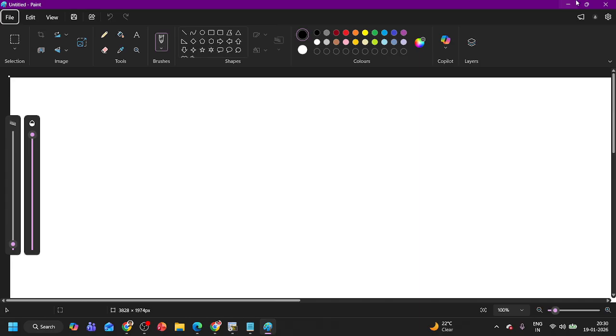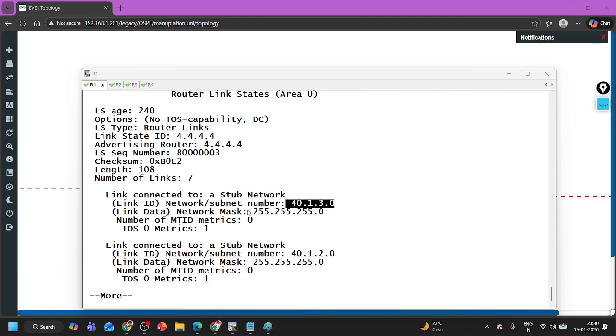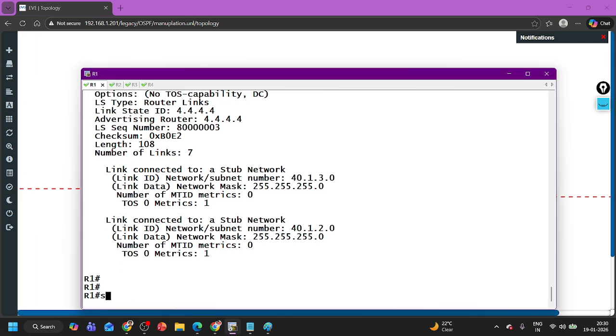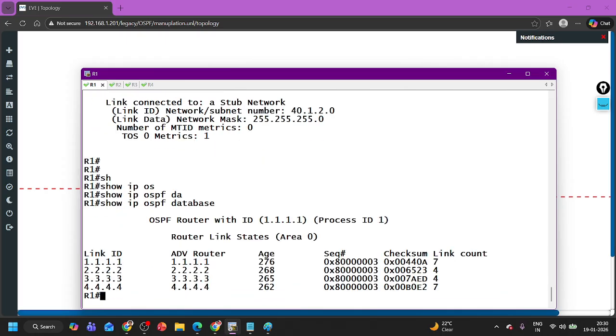Praful, for that router you have to design the topology, right? First, show ip ospf database. Sorry. So, show ip ospf database. There are 4 routers, right?